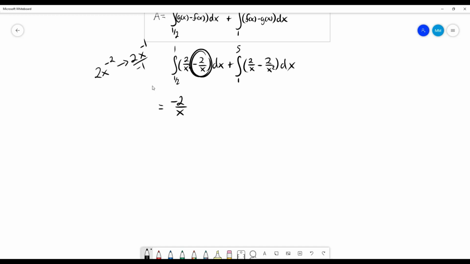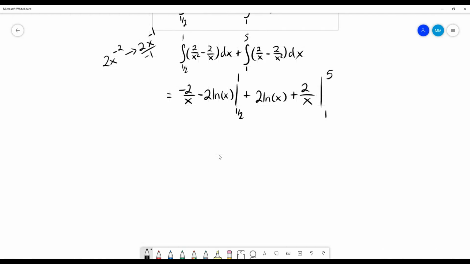This is, of course, that natural log again. So it's going to be minus 2 natural log of x, all from 1/2 to 1. Now we do the next one, which, again, is those same things, just flipped signs, right? So it's going to be 2 natural log of x, and that's going to be negative 2 over x, but we're subtracting it, so it turns into a plus, and that's from 1 to 5.